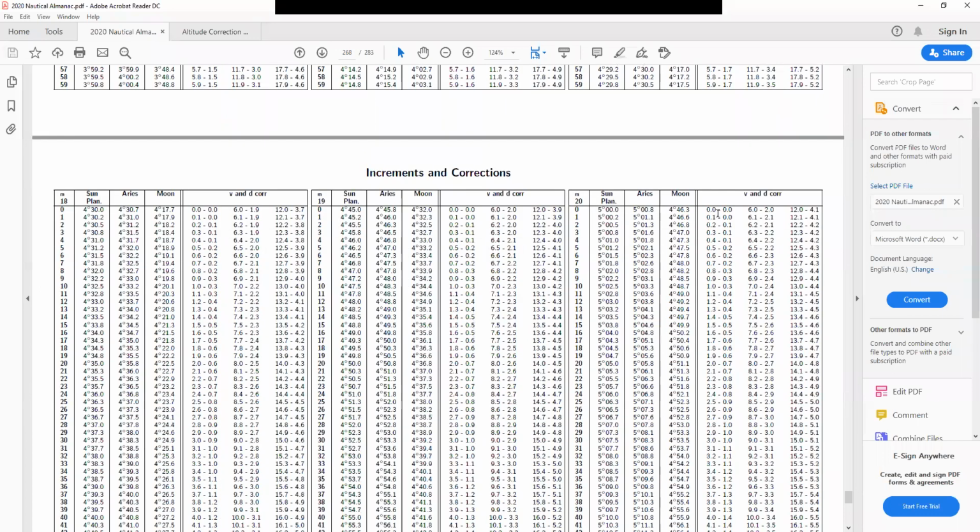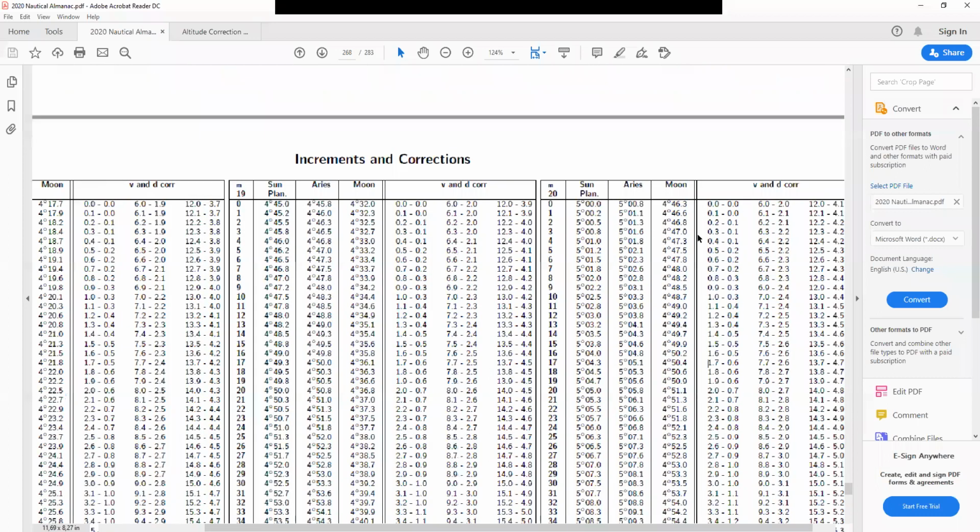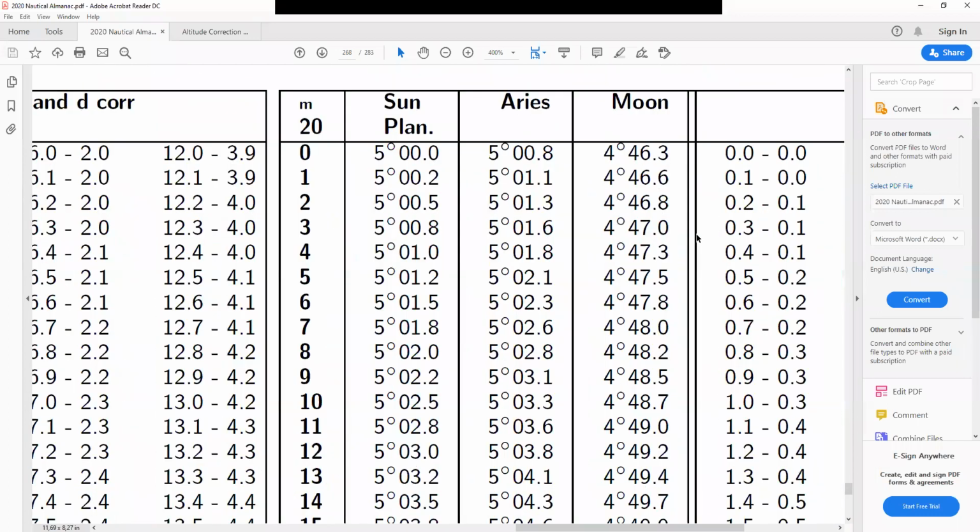With 20 minutes, we're going to do the same thing. So 20 minutes, 0 seconds. We are interested in Aries, and that gives us a value of 5 degrees 00.8 minutes. So we have 12 17 and 5 00.8.